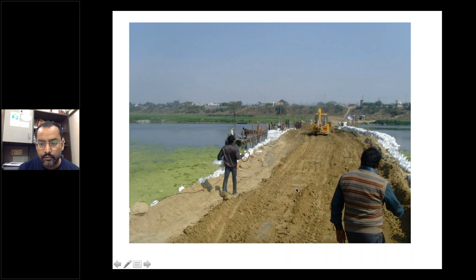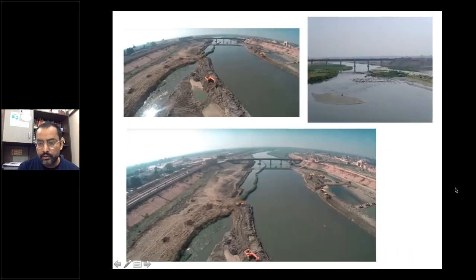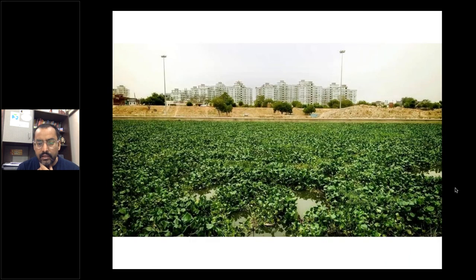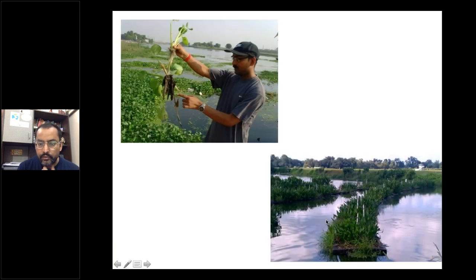And now it is still there. They have just made an escape channel here and this river is obstructed now. These are some of the pictures, and see what is happening. Upstream, there is a lot of logging of water hyacinth because the water is now not able to flow. And the water hyacinth is just choking the river upstream of Kuria Ghat.